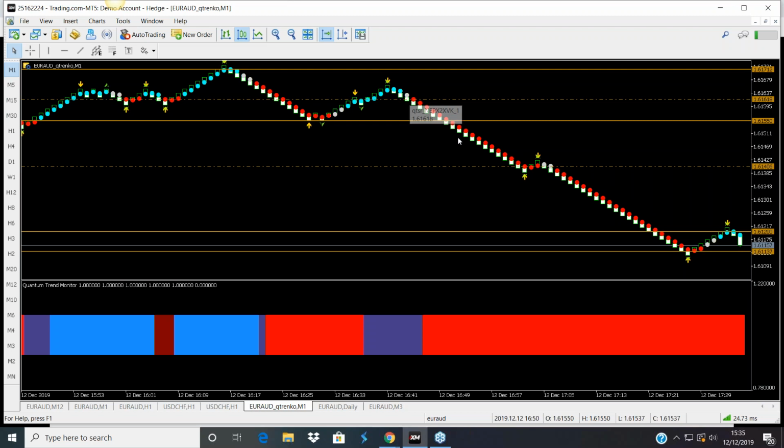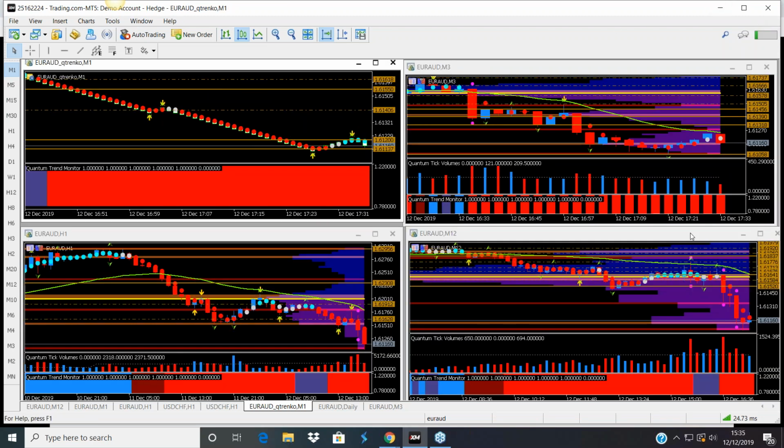And this is where, if you have it with the Renko indicator, that was the correction and the pullback that you saw on the time chart. But because the trend dots don't change and the trend monitor doesn't change, you feel comfortable in being able to stay in that trade.